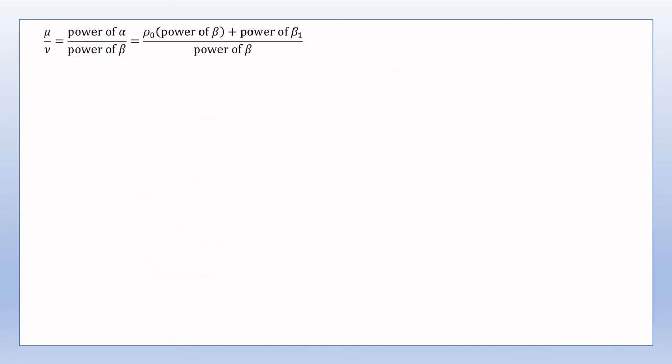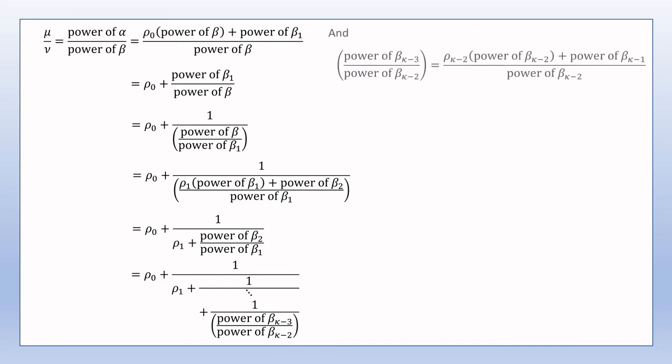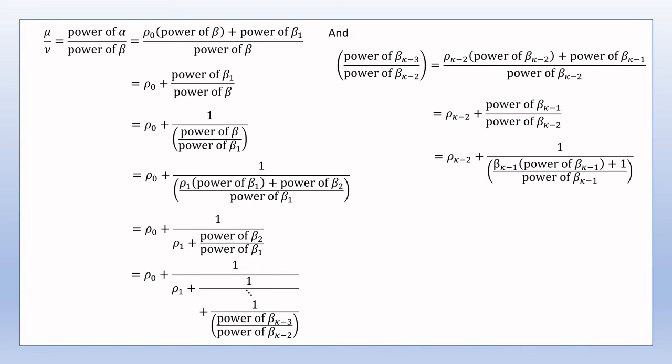Note that in general, alpha, beta, beta 1 up to beta kappa minus 1 can all be written as a power of gamma which is equal to beta kappa. Where I've written power of such and such, then it's referring to the exponent of that number when written as a power of gamma.